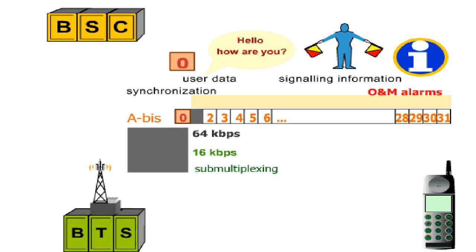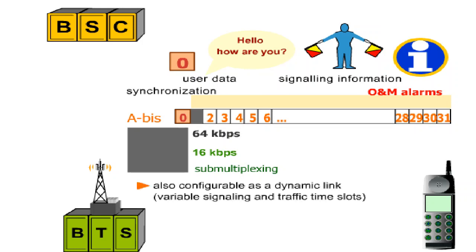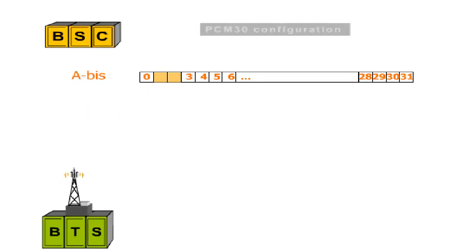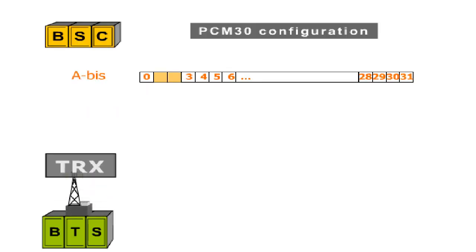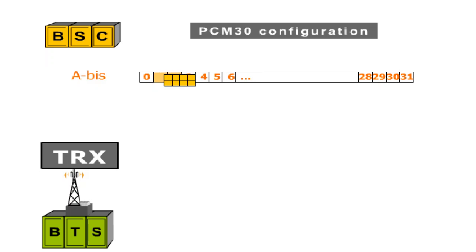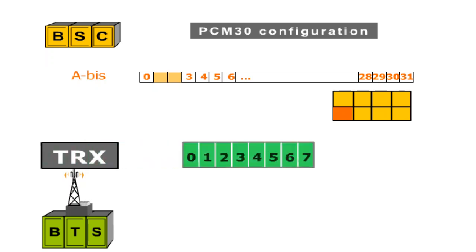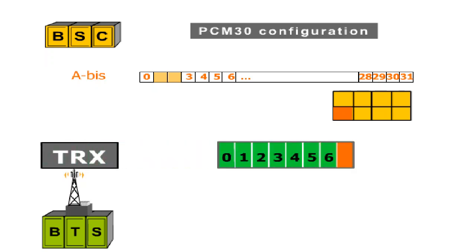Today's BSC-BTS connection can also be configured as a dynamic link, with variable signaling and traffic time slots, according to the current traffic situation. Two PCM30 channels can be assigned to one TRX. These channels consist of 4 sub-time slots each. Each PCM30 sub-time slot corresponds to a time slot in the TRX.